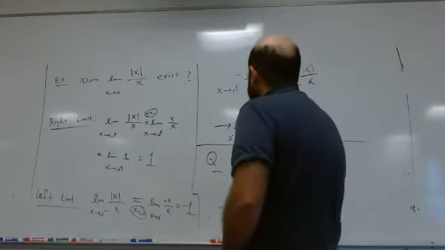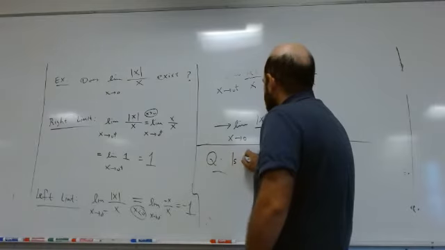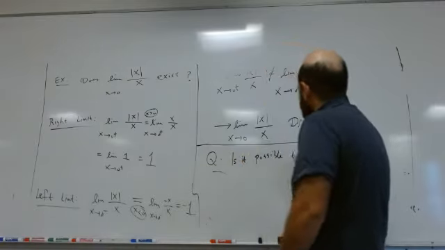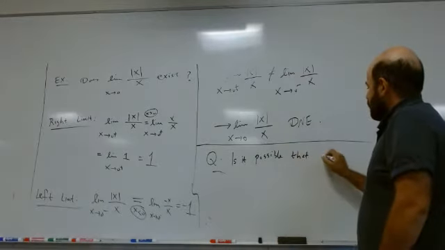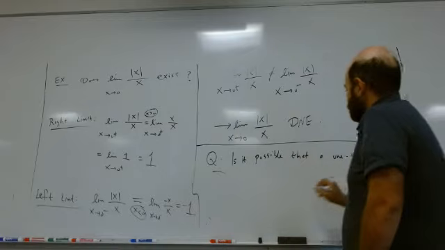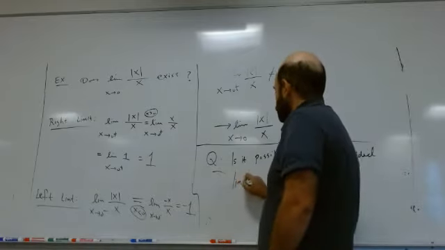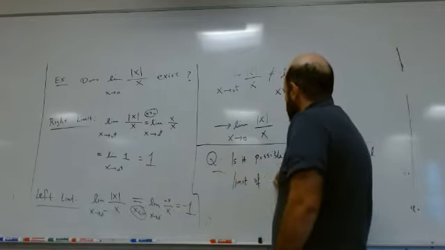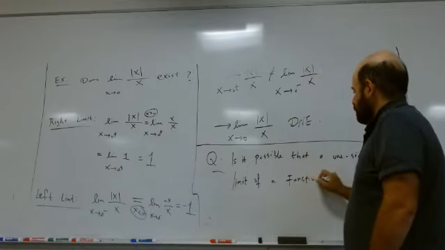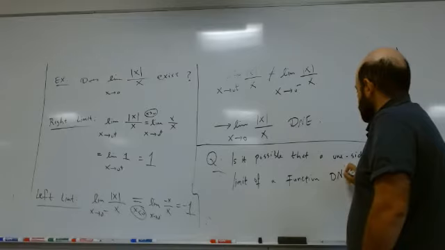So let me ask this question this way: is it possible that a one-sided limit of a function does not exist?